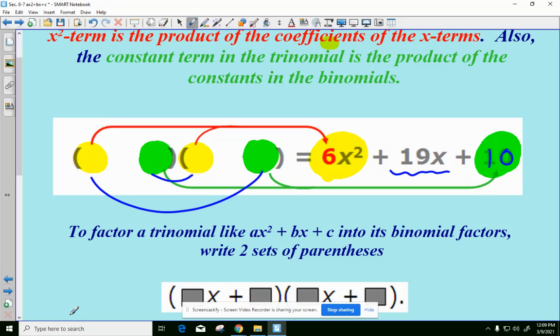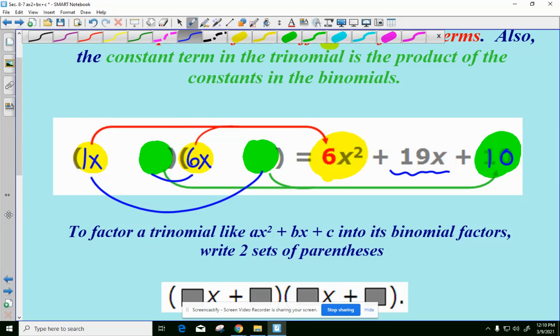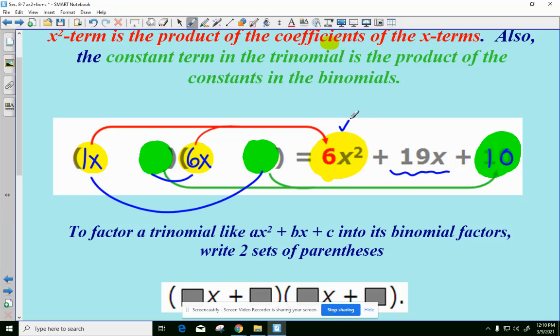Okay? All right. So think about this. If I wanted to have a 6 in the front, maybe I decide to put a 1 and a 6. Would that give me the 6x squared at the beginning? Okay. So this would be taken care of. If I had to have a 10 at the end, maybe I choose a 2 and a 5.